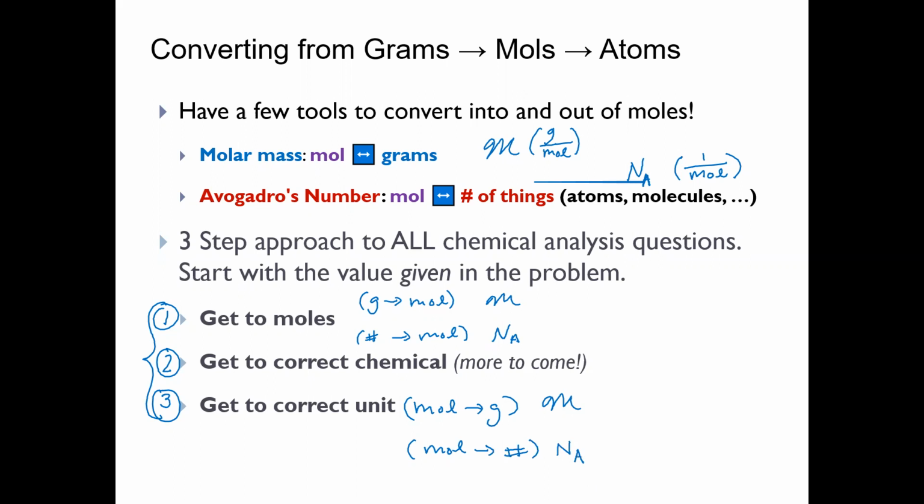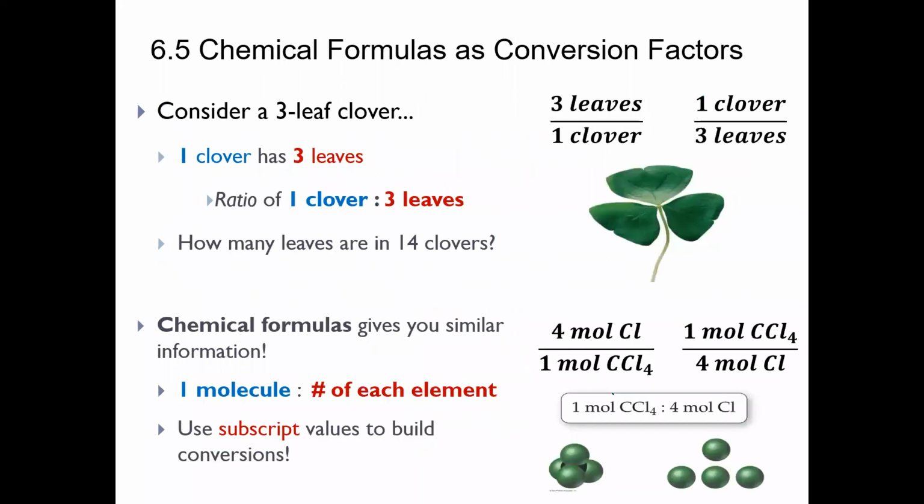There we go. We'll look at an example in 1 second. But first, let's think about the second step. Can we convert from one substance to a different substance? Well, we have one way to do that. Maybe we know some ratio based on the structure of our substance.